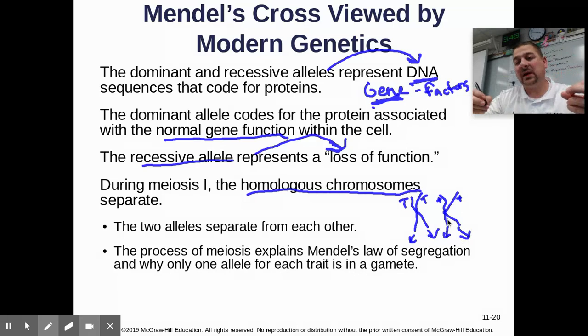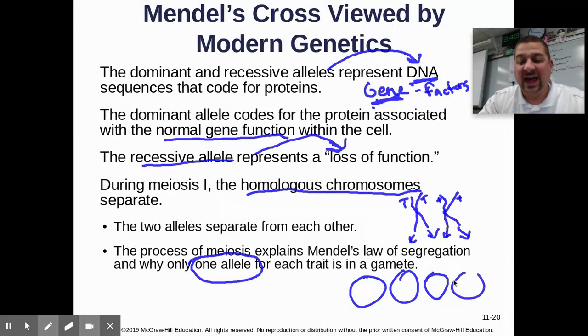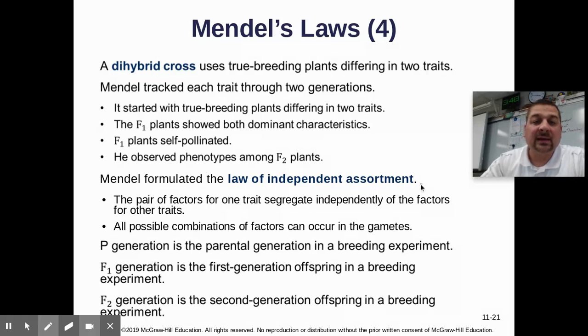Meiosis 1 pulls the homologous chromosomes apart. Meiosis 2 pulls the sister chromatids apart, so that through the process of meiosis, Mendel's law of segregation, that's why there's only one allele for each trait in the gamete. Each gamete would be haploid. So you'd have big T, little t, and then you get an equal chance of them combining with the gametes from the other parent. One thing that Mendel did that we can do as well is do a dihybrid.